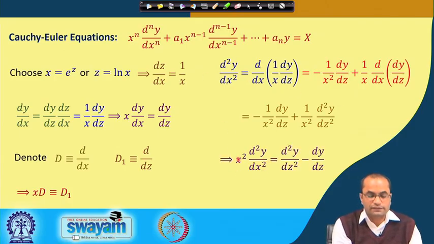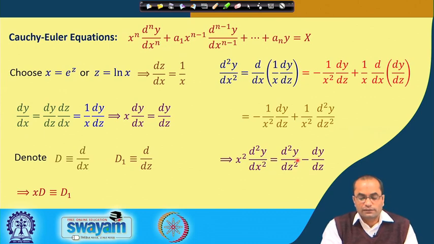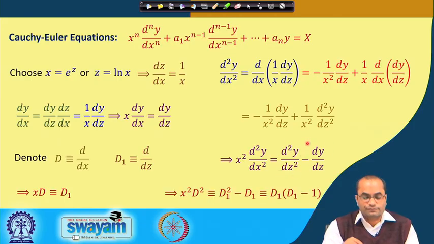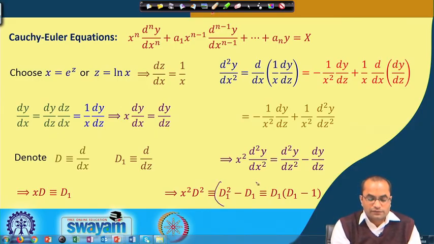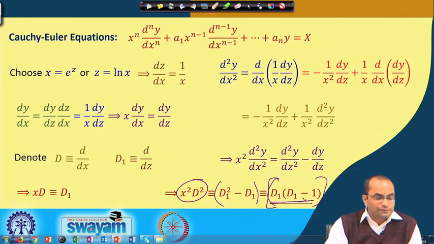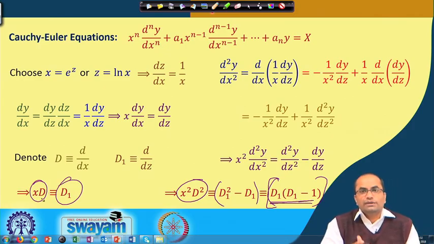So, what are we getting here? When we multiply x² to each term, we get x² d²y over dx². The right hand side will then be d²y over dz² minus dy/dz. And now, if we write it in operator form, we have x² D² there, and here D₁² minus D₁. So x² D² is equal to D₁² from here and D₁ from here, which we can write as D₁(D₁ minus 1). So, when we have x² D², it is converted to D₁(D₁ minus 1). When we have x D, this is converted to simply D₁.